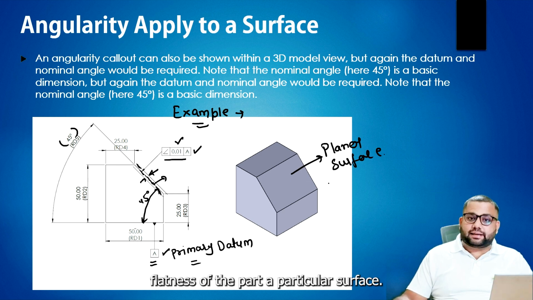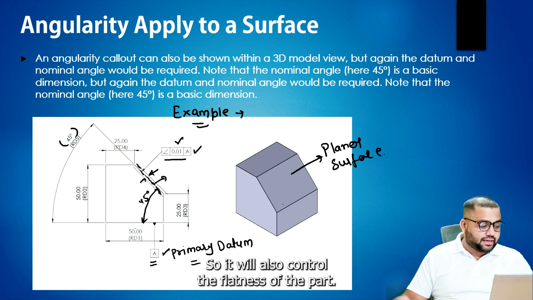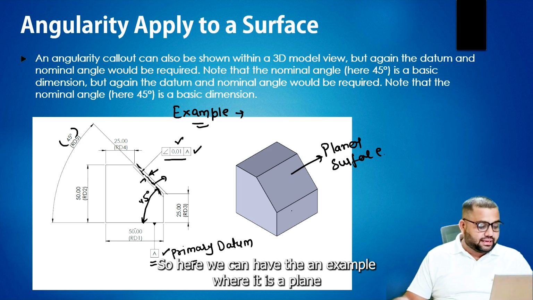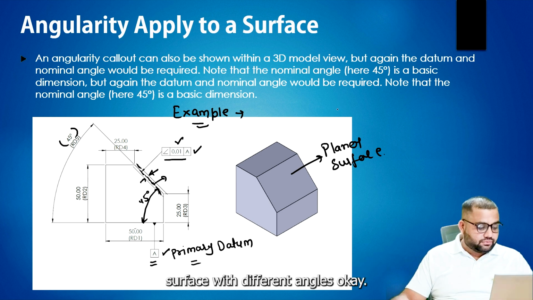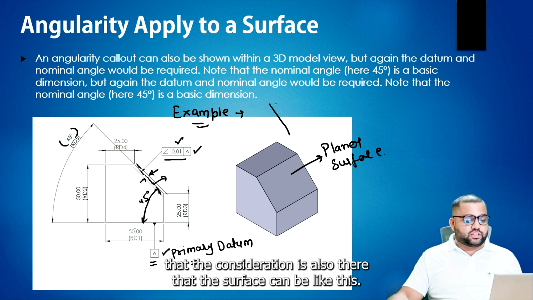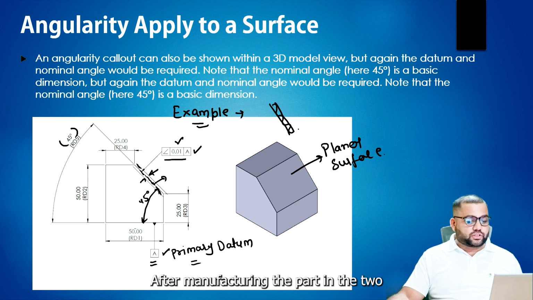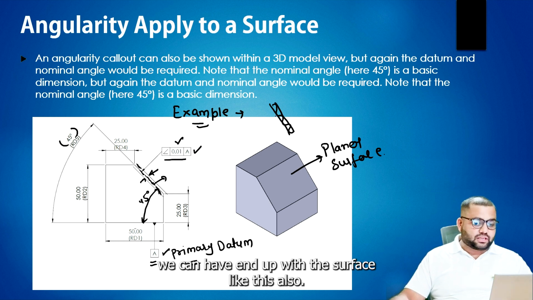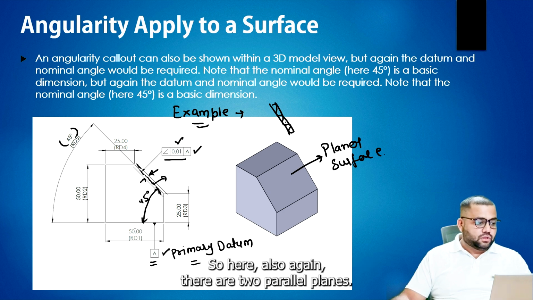It will control flatness of the particular surface. So it will also control the flatness of the part. So here we can have an example where it is a plane surface with different angles. Okay, and one consideration is also there, that the surface can be like this. After manufacturing the part, in the two middle planes, we can end up with a surface like this also. Okay, so here also again there are two parallel planes.